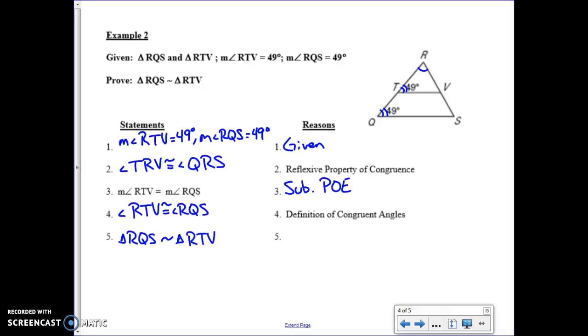So now I see in those two triangles, I have two pairs of angles that are congruent to each other. Therefore, the triangles are similar by angle, angle, and I'm going to put our similarity squiggle there to show similarity.